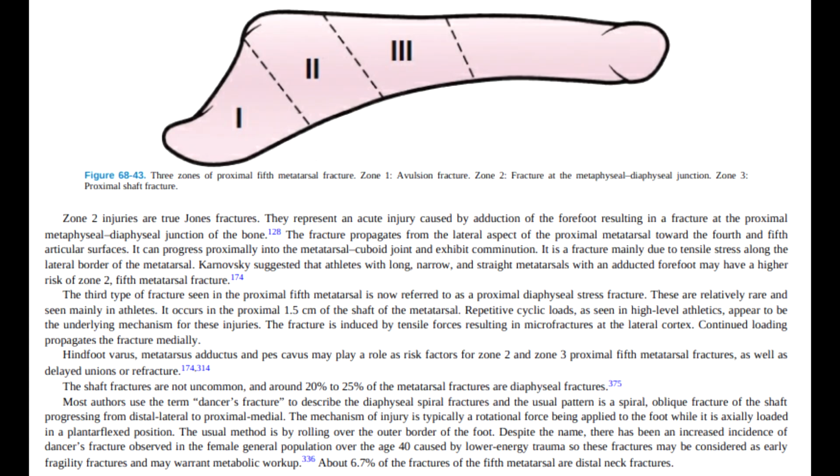The third type of fracture pattern occurs in the proximal fifth metatarsal diaphysis and is considered a proximal diaphyseal stress fracture. These are relatively rare and appear mainly in athletes. The fracture occurs within 1.5 centimeters of the shaft. Repetitive cyclic loads, especially those seen in high-level athletics, are the primary mechanism, and the injury is induced by tensile forces resulting in microscopic failure at the lateral cortex. Continued loading propagates the fracture medially. These stress fractures have a higher likelihood of delayed union or non-union.